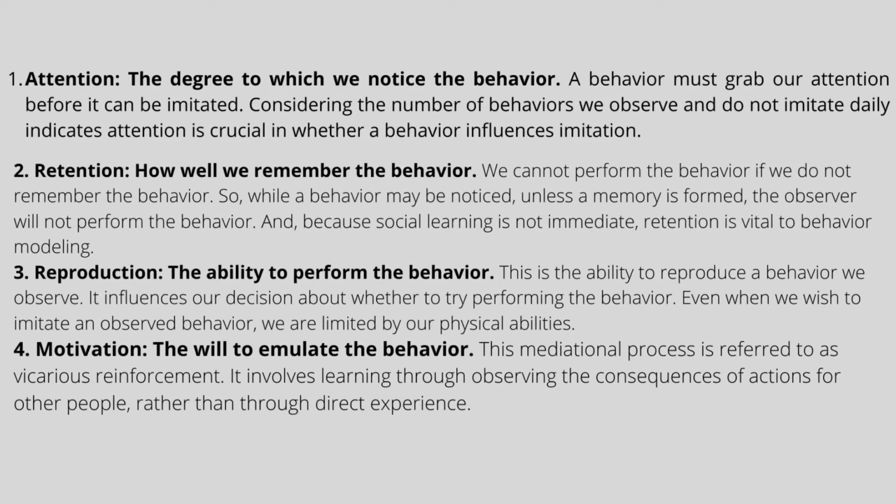While a behavior may be noticed, unless a memory is formed, the observer will not be able to perform that behavior. Number three is reproduction. After noticing and remembering the behavior, there is the ability to perform the behavior we observed. It influences our decision about whether to try performing the behavior. Even when we wish to imitate an observed behavior, we are limited by our physical abilities.